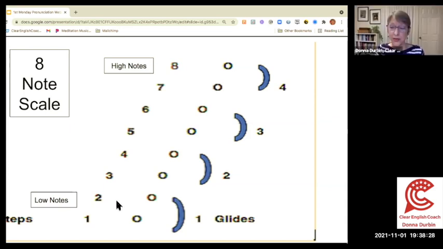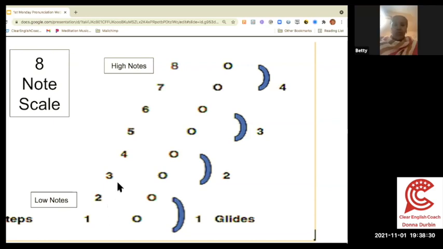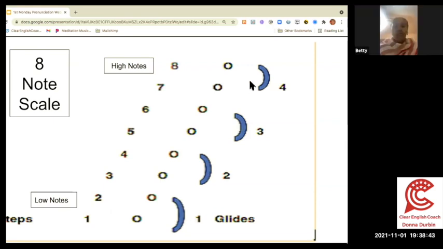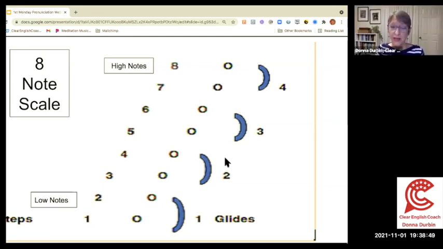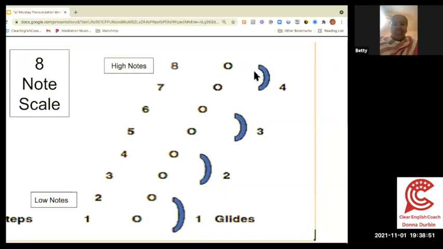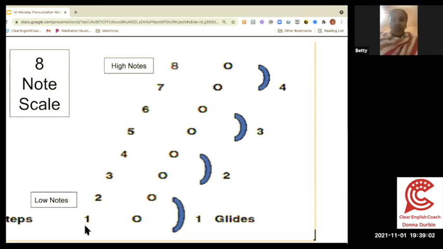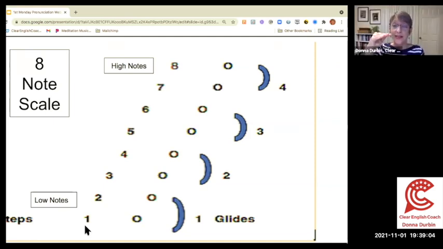Okay. 1, 2, 3, 4, 5, 6, 7, 8. 8, 7, 6, 5, 4, 3, 2, 1. Good. And the glides. 1, 2, 3, 4, 3, 2, 1. So you're just doing one note at a time, 4, 3, 2, 1, and I want you to glide 4, 3, 2, 1, because what you're doing is connecting these two notes. That's why I would have you practice the glides, because your voice is not able to move.